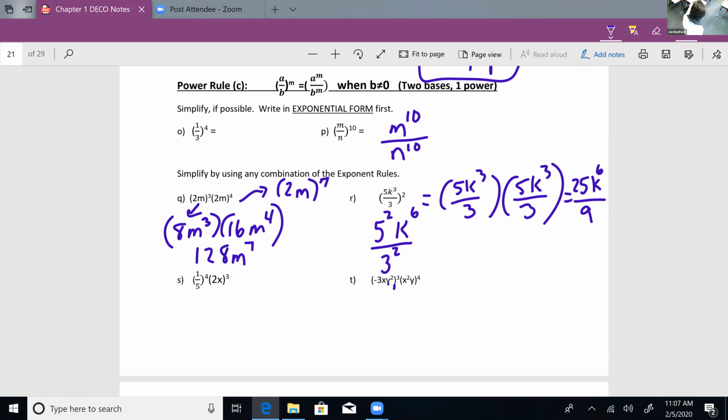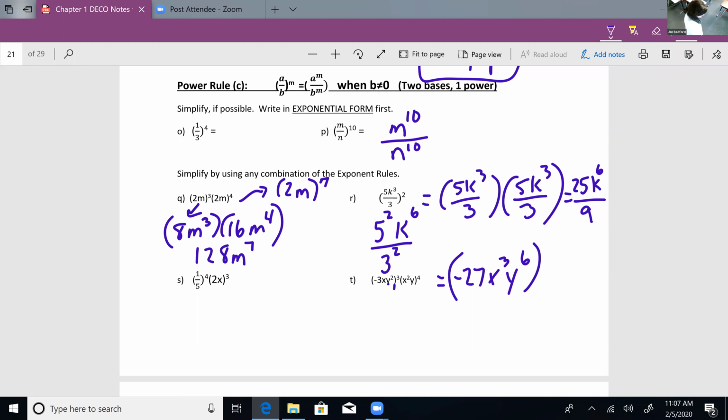What's -3 times -3 times -3? Because everything gets raised to the 3rd power. Positive or negative? Because there is a negative sign in there. That's a negative times a negative times a negative. So I've got a -27, x to the 3rd, y to the 6th. That's what happens when I clean up that first parentheses.